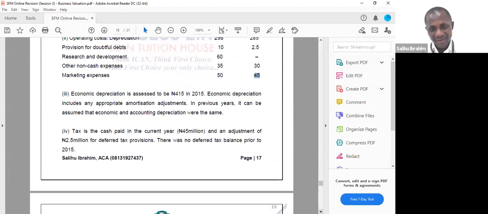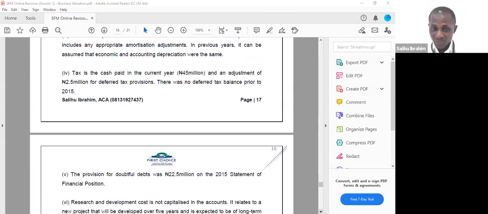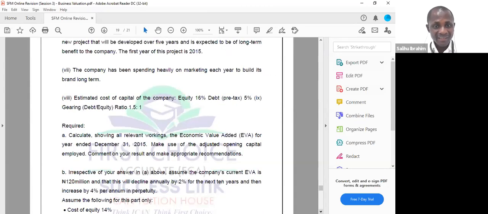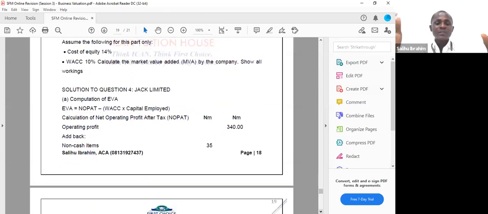That's that. EVA is straightforward though, I'm telling you. These are just the adjustments. And the one good thing about EVA is that the adjustment will always go the same way. So the next thing we need to compute is our cost of capital, which is our WACC.